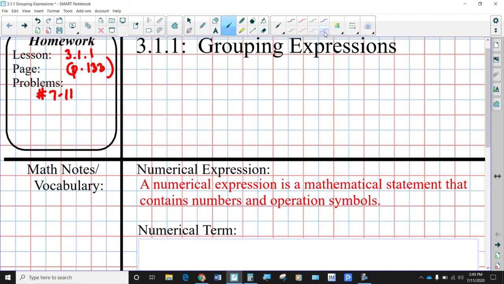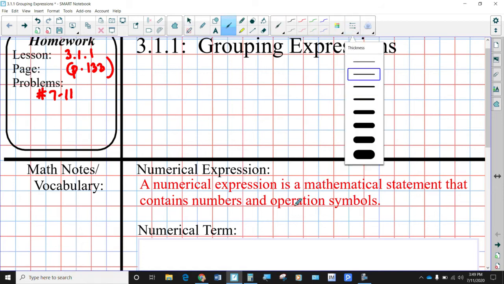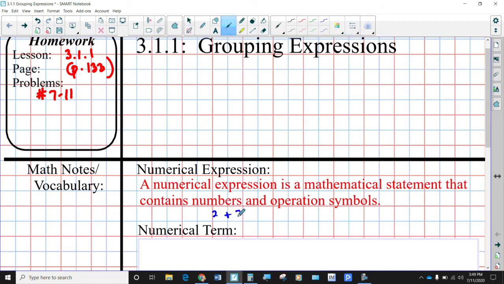So an example of a numerical expression would be like 2 plus 3. Well, we know that's 5, right? So it's just numbers there. It could get more complicated, though. It could be 5 squared times 2, parentheses, 1 plus 3. That has operation symbols and numbers and parentheses, and that is a numerical expression.